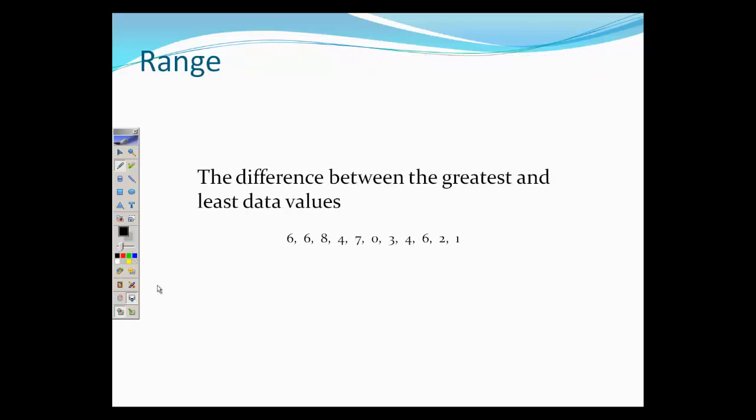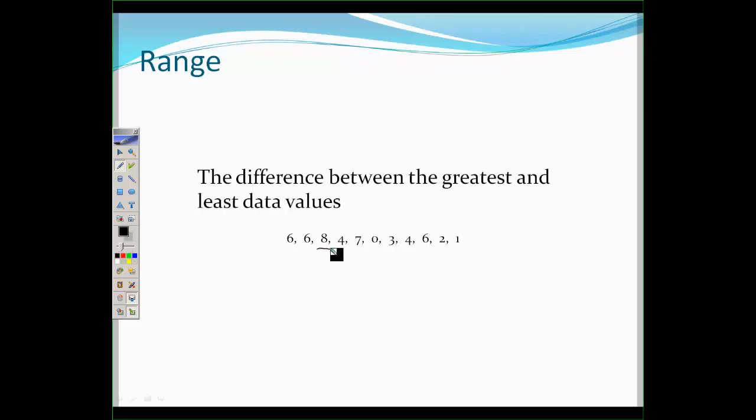The range is the difference between the greatest and the least of the data set. So once again, I'm looking for my largest number and my smallest number. If you had already done the median, your numbers should be in order from least to greatest. But if you haven't, find the largest number. In this case, 8 is the largest, and 0 is the smallest.